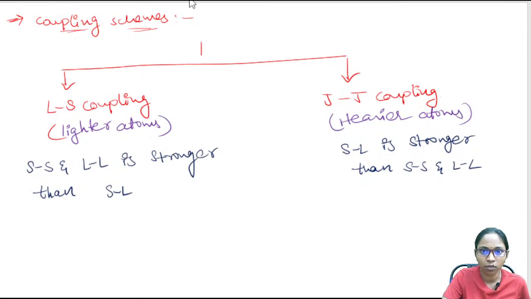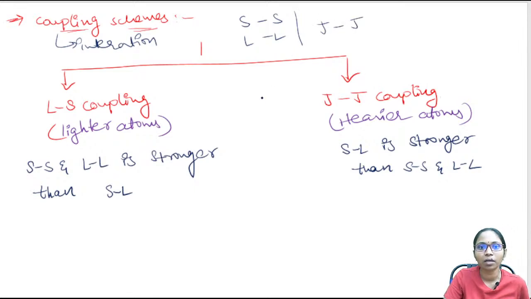Coming to today's topic, coupling schemes. Coupling is nothing but interaction: interaction between spin angular momenta, interaction between orbital angular momenta, and interaction between total angular momenta. These coupling schemes are of two types, LS coupling and JJ coupling.